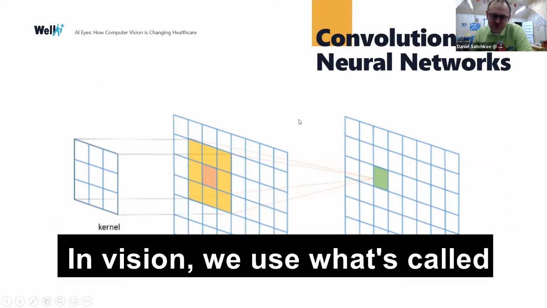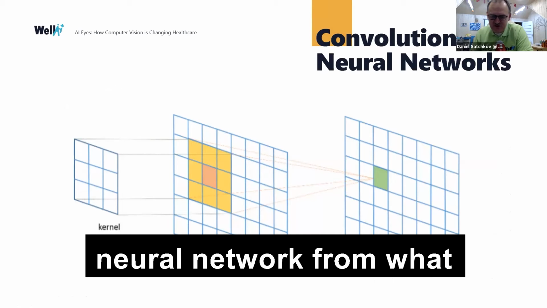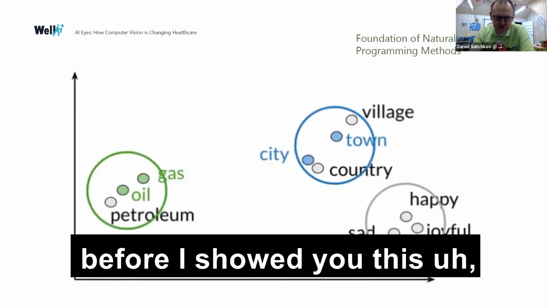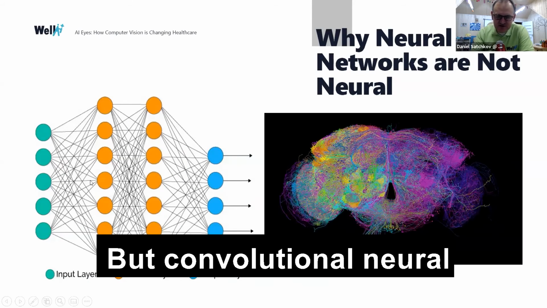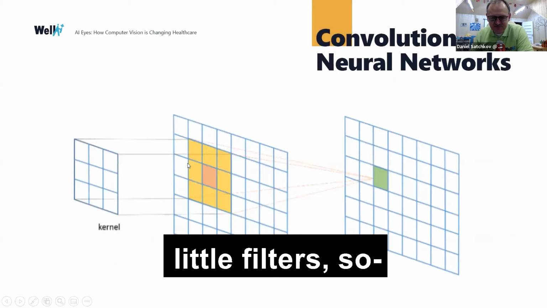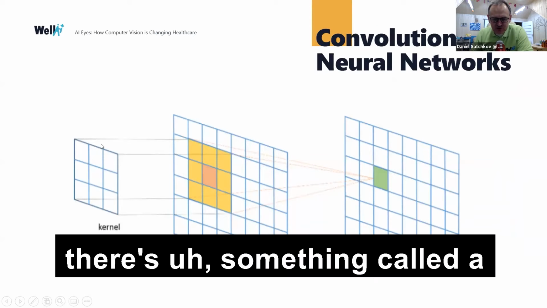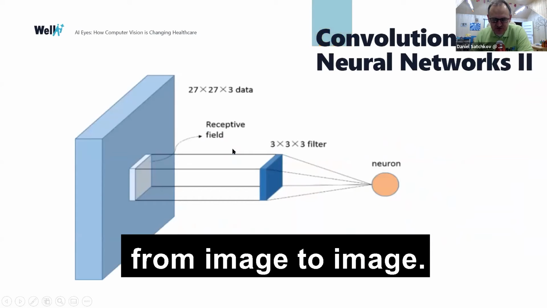In vision, we use what's called convolutional neural networks. It's a different kind of neural network from what I showed you before. Before I showed you this dense network, on the left. But a convolutional neural network is built differently. It has these little filters. There's something called a kernel, and this kernel moves from image to image.